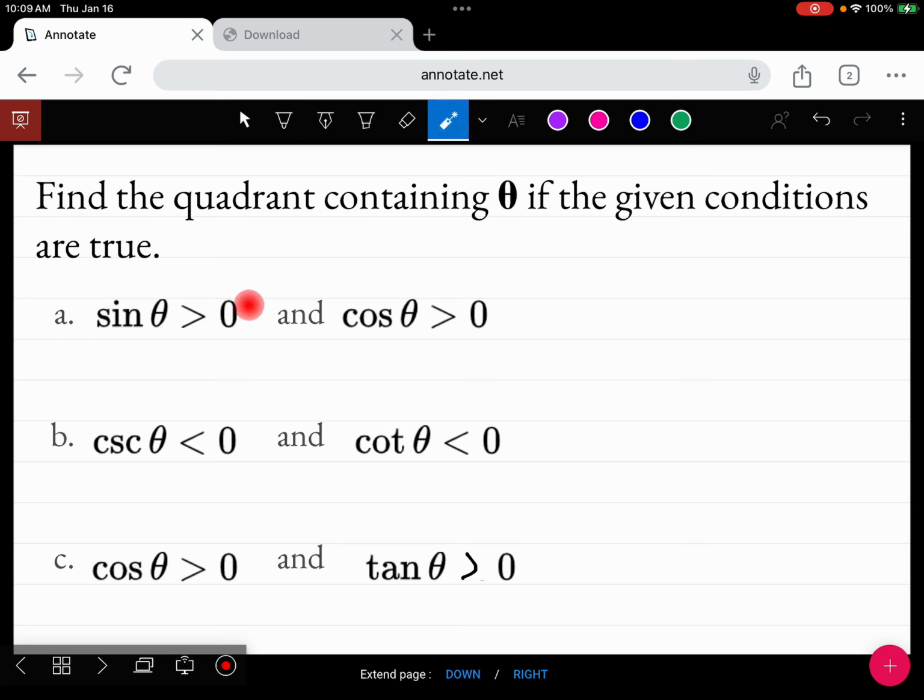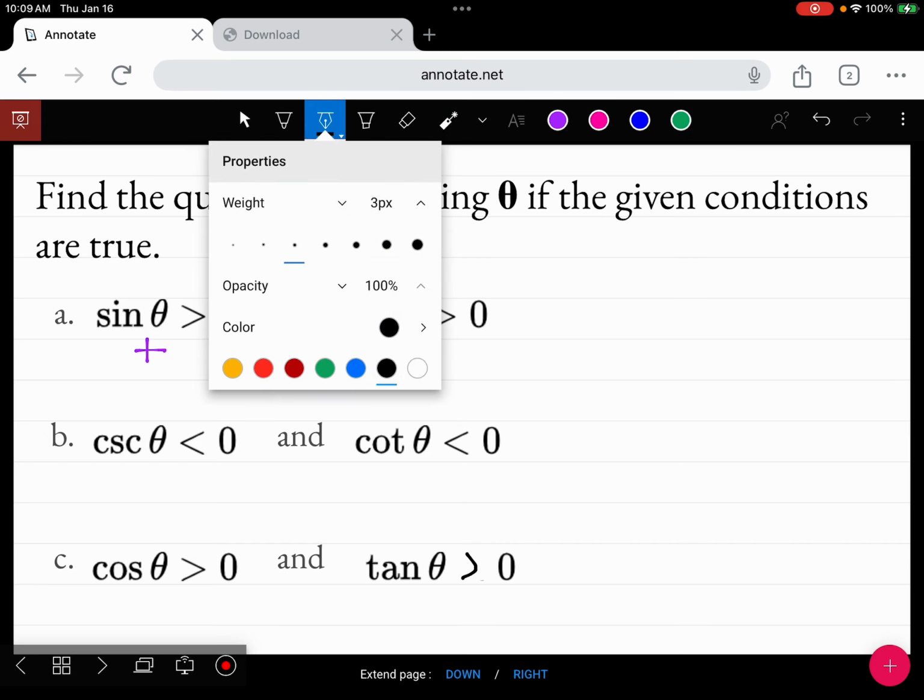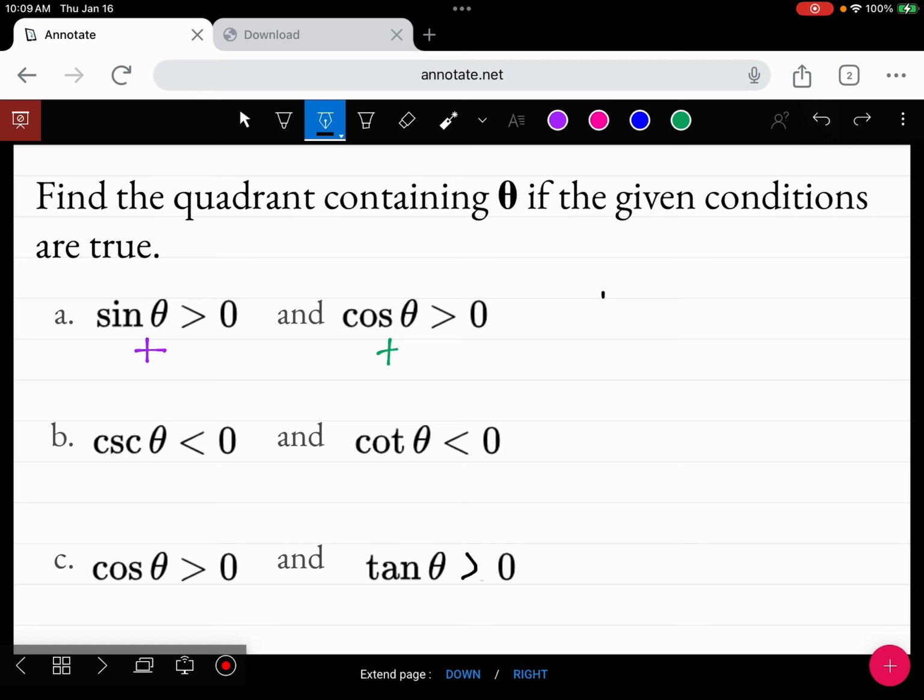So if sine of our angle is greater than 0, is that positive or negative? Positive. So sine is positive. Cosine greater than 0. Is that positive or negative? Positive. So if sine is positive and cosine is positive, what quadrant are we going to be in? Quadrant 1. We put them in Roman numerals. There we go.